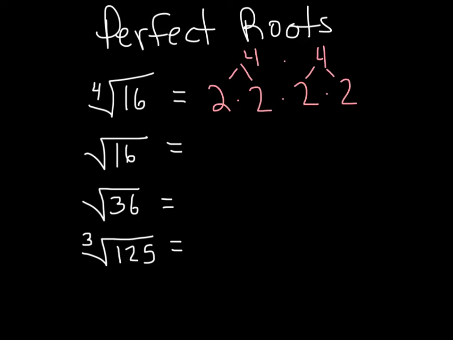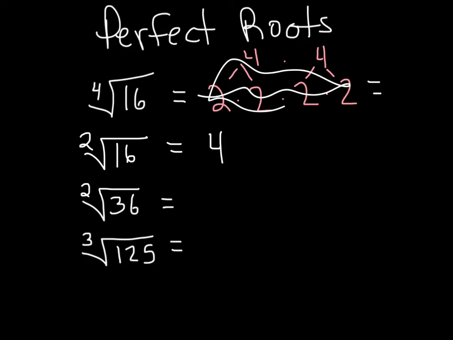Now, notice I paid attention to this little 4 up here. That told me that I needed that number 4 times, whatever that number was. Well, if there is no number up here, it defaults to a 2. We always assume there's a 2 there if there's nothing written. And so this is, of course, 4, because 4 times 4 is 16. And I want to emphasize something. The answer to the fourth root of 16 is not 2 times 2 times 2 times 2. It's 2. The answer is just simply 2.